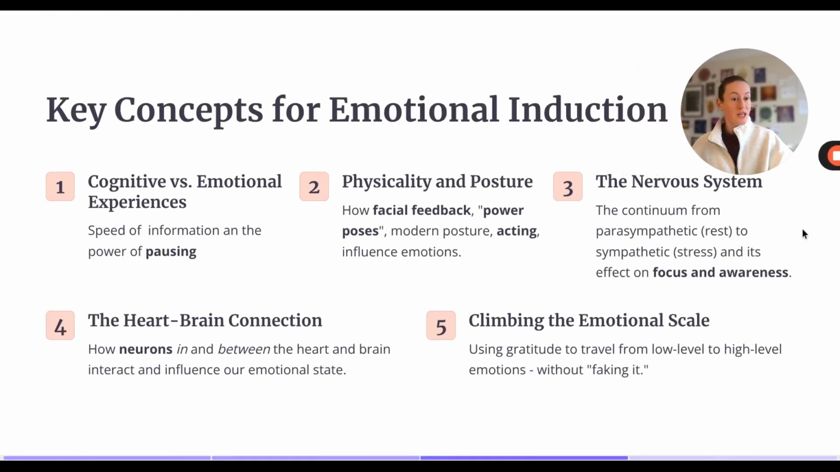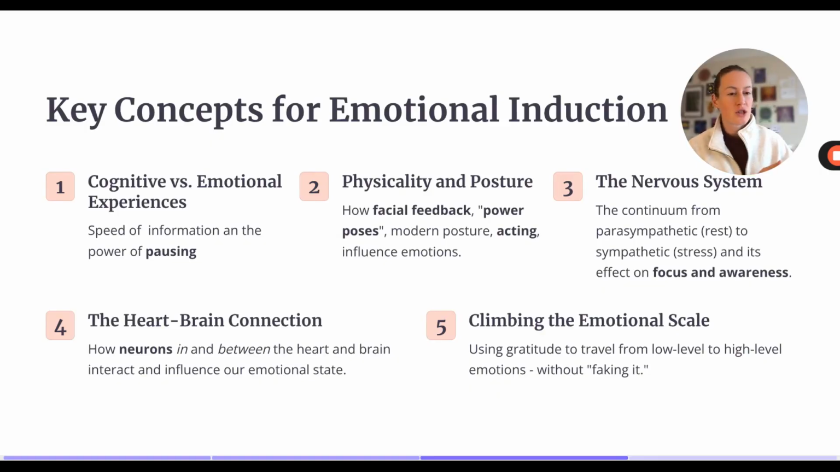We'll be going through some key concepts for emotional induction. We're going to start with identifying the difference between a cognitive and an emotional experience of an emotion, and how the speed at which we process both is different, and the power of pausing. Next, we're going to move into looking at physicality and posture, different things like facial feedback hypothesis and power poses and modern posture and acting, and how we can use all of these things to our advantage to create physical shifts that will affect our mental state and our emotions.